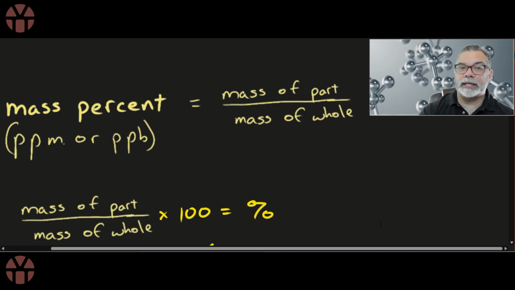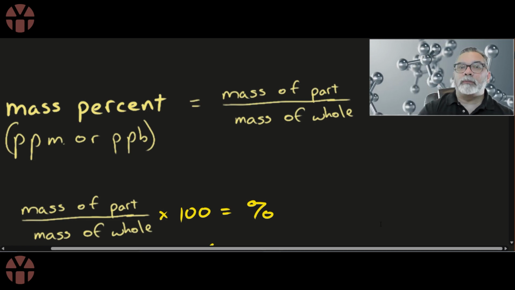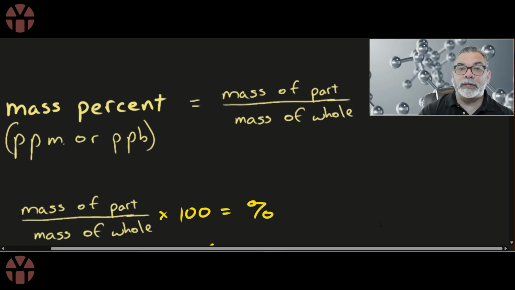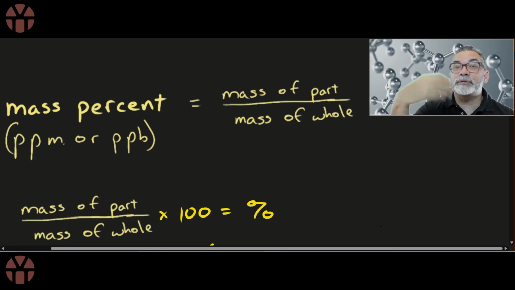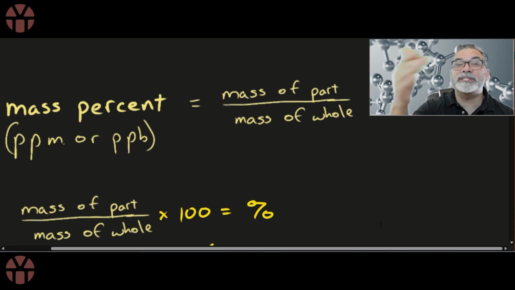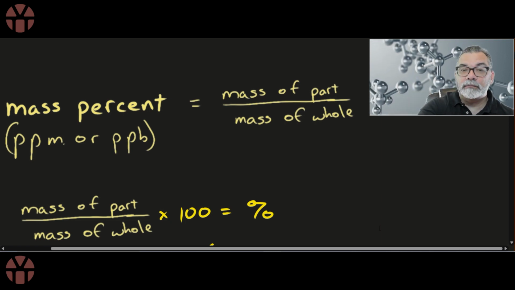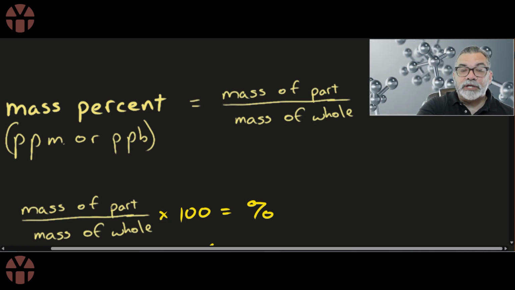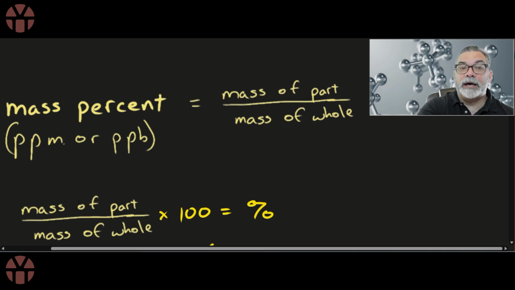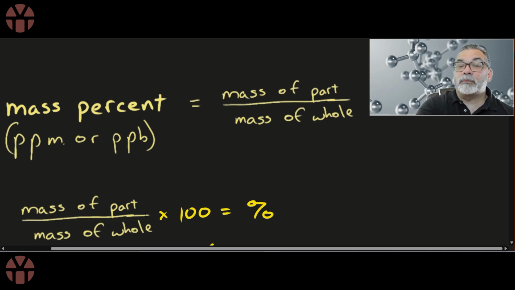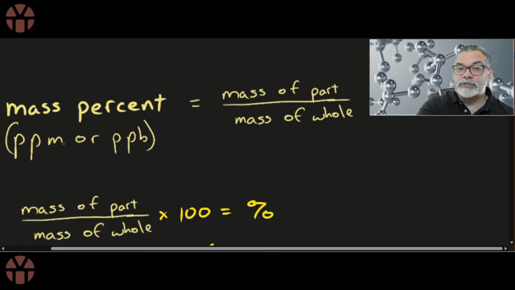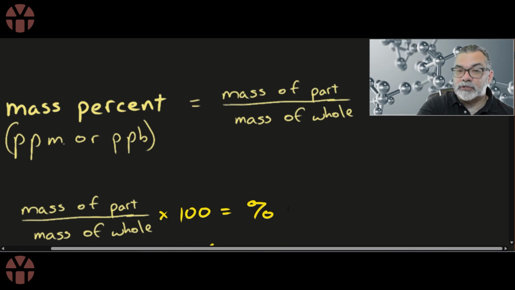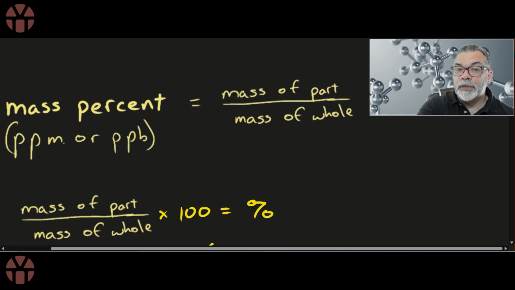ppb, parts per billion. And everyone loses their mind when we start talking about parts per million and parts per billion. So let me help you. A mass percentage by definition is of 100. So when we're doing mass percentage, we're basically taking the mass of the part divided by the mass of the whole, and then we're going to multiply by 100. And this is going to give me a percentage of 100.